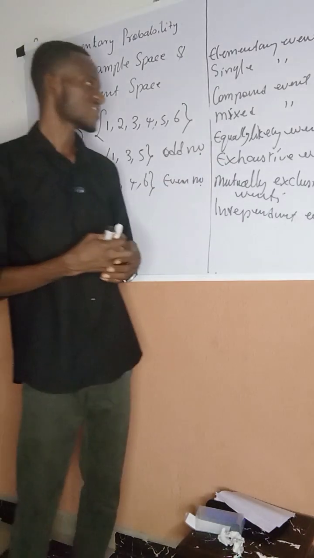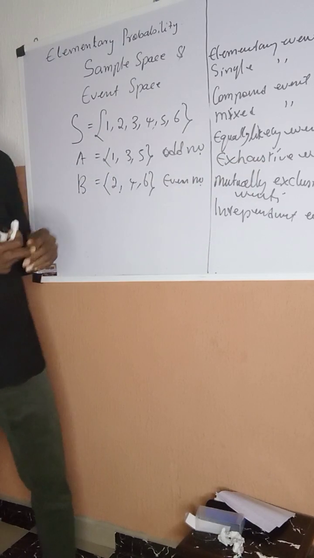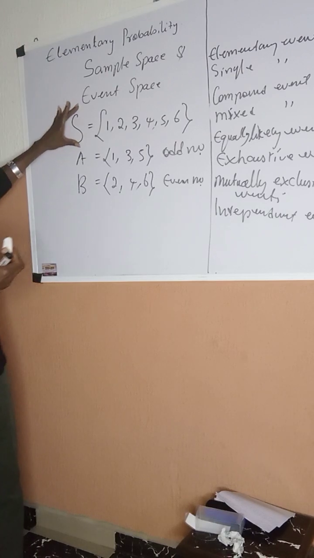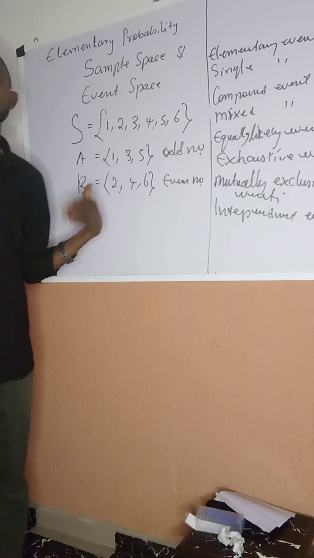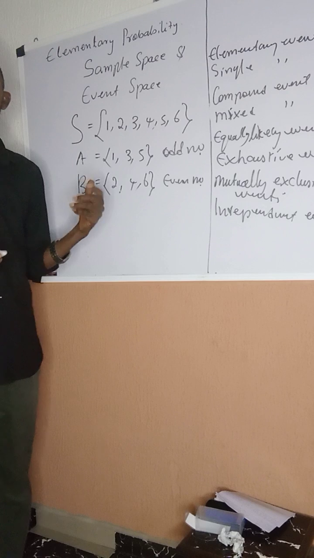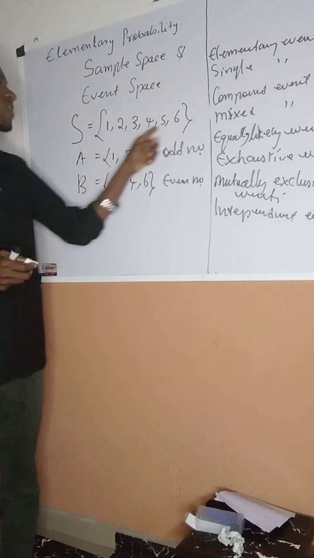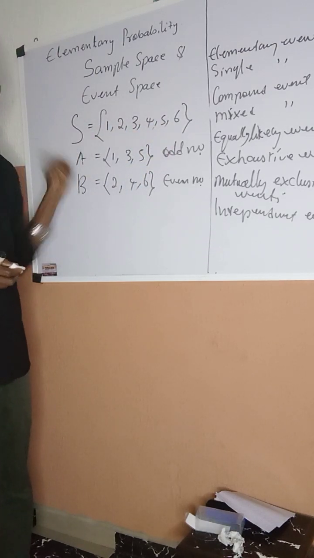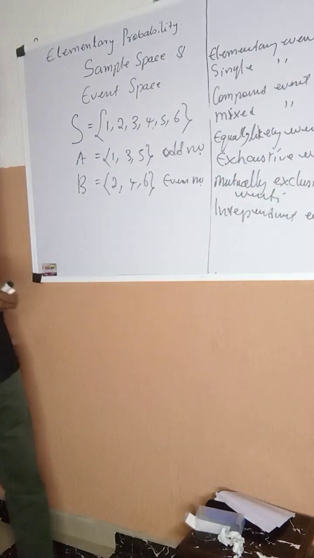So we now talk about exhaustive events. An exhaustive event is very close to what we call the sample space. You understand? For instance, if you have a sample space of a throw of a die having members 1 to 6, and you define another event that is the collection of all the integers between 1 and 6, you find out that you end up writing the same thing again. By that, you have exhausted all the members in the sample space. And the event you define that way is called the exhaustive event.